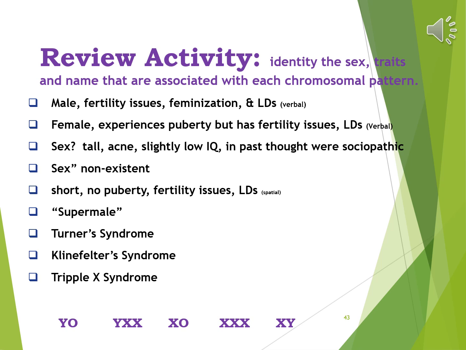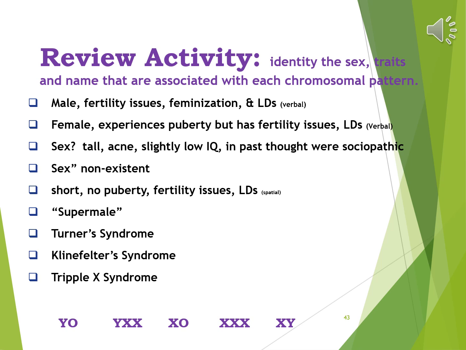Next one, this individual is tall, acne, slightly lower IQ. In the past, they were thought to be sociopathic incorrectly, so it would have to have an X and a Y, because this would be a male we're talking about, if you remember. And it'd be an extra Y, so XYY, or you could flip it the other way around if you wanted. Non-existent, that would be the YO. This person is short, no puberty, fertility problems. This would be the XO female.